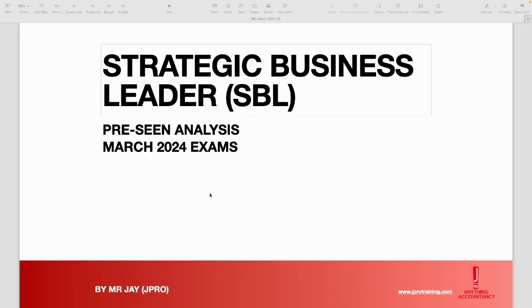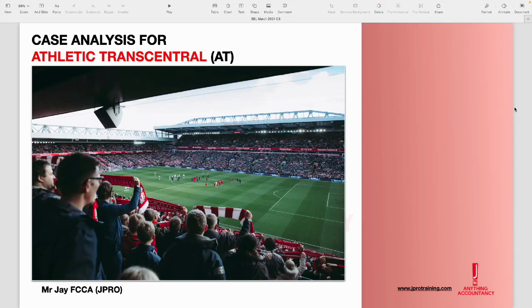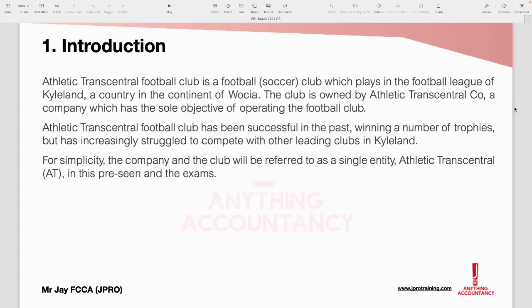We look at the pre-seen case study that you have here, okay, and the case that you have here is basically about Athletic Transcentral, AT, which is a football club. Okay, you have a football club, and this brings into the area of what we call game business development, gaming and football clubs and all that. Let's look at the introduction here.